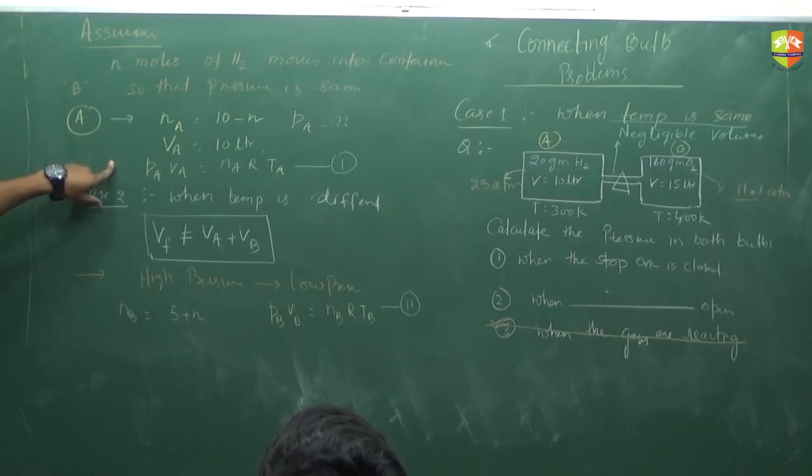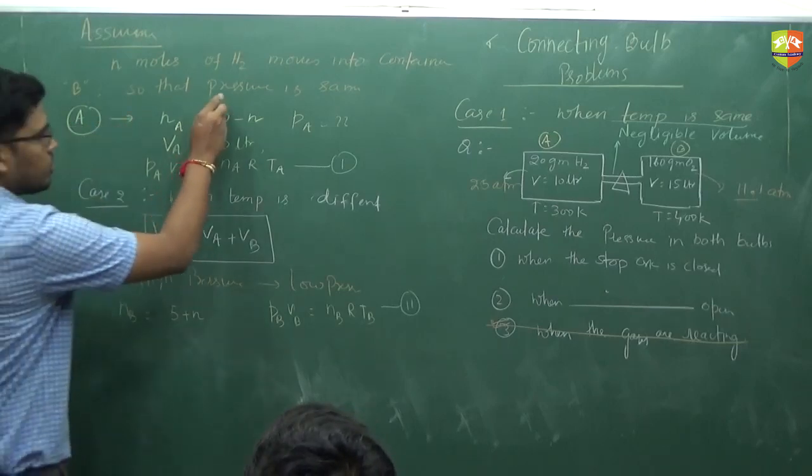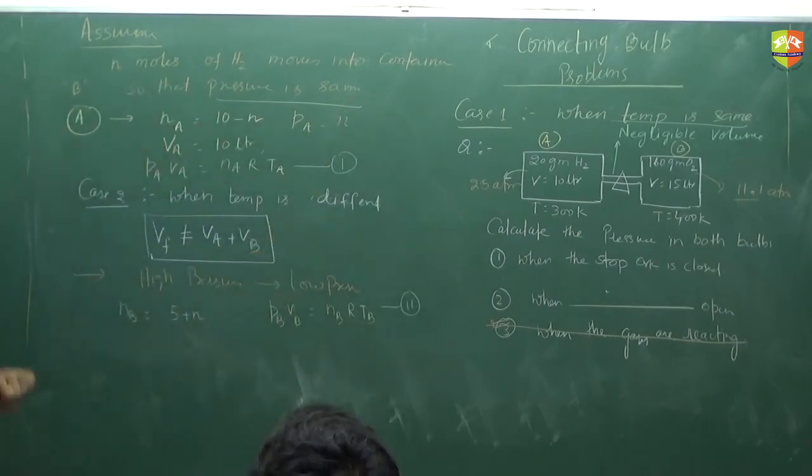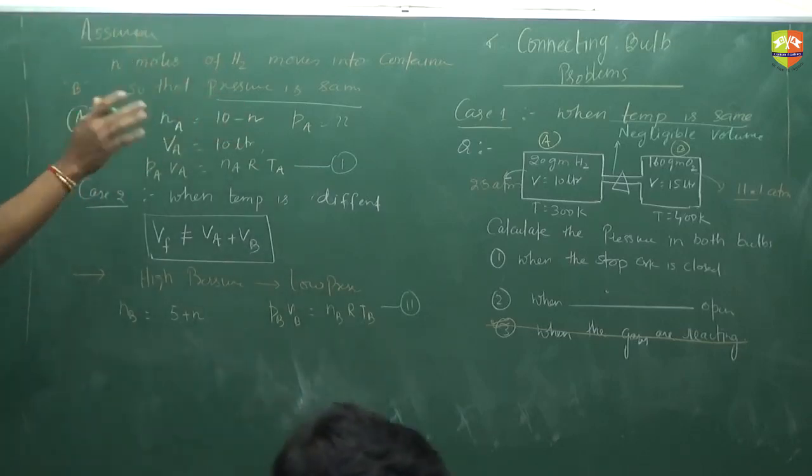Why would PA be equal to PB? Because the pressure must be the same. Only then do these many moles of hydrogen transfer over there, so that the pressure becomes uniform.